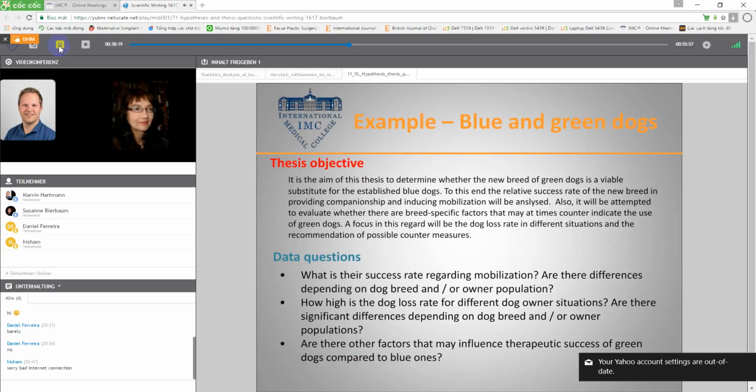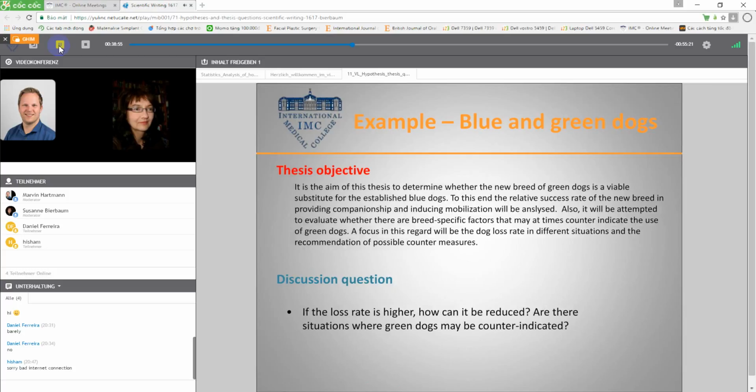Define the basis of your analysis. For data questions, you would go back and say: what are the outcome parameters I really wanted to look at? I wanted to look at the success rate for mobilization. And of course, I want to know if there are differences between dog breed and owner population. I want to know the loss rate. I want to know if there are other influencing factors. These are summarizations of PICO questions. We have that in the search lecture. And they should give you the results, the data which you will later use in your results part.